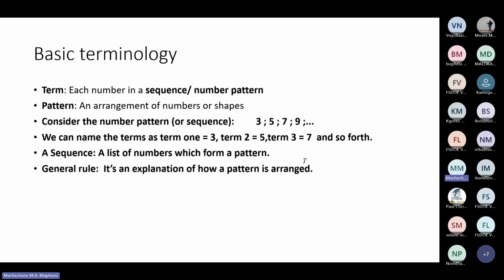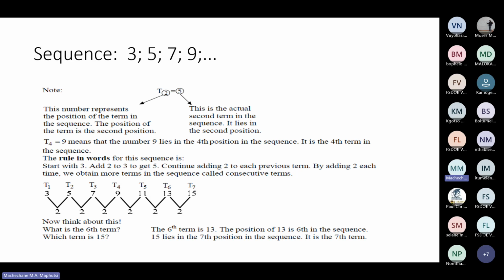So now, I was talking about a sequence. Like I indicated, a sequence is the same thing as the number pattern. A list of numbers in a certain pattern, we call it a sequence. So we're also going to talk about the general rule. That is, we're going to explain how a pattern is arranged. Okay. So now let's move to the next slide.